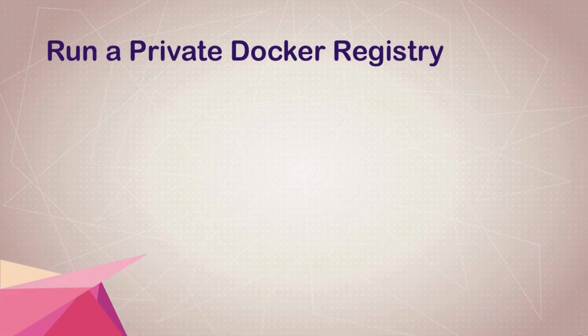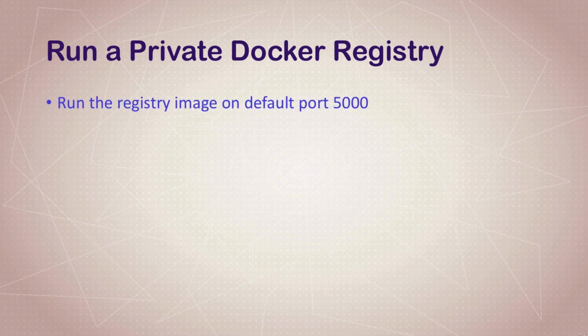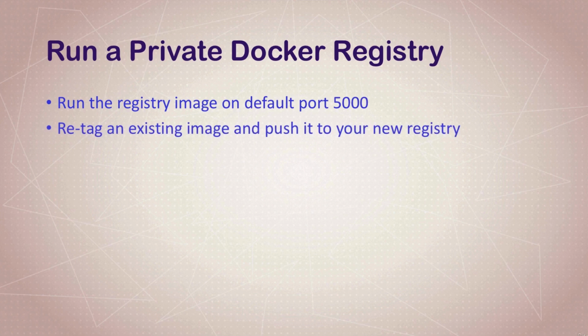Okay, now we're going to start the actual registry. We've been talking about it for a while, so let's actually do something with it. The registry is really just an HTTPS server like we've talked about. It runs on port 5000 by default. And what we're going to do is start it, and then retag an existing image that we got from Docker Hub.